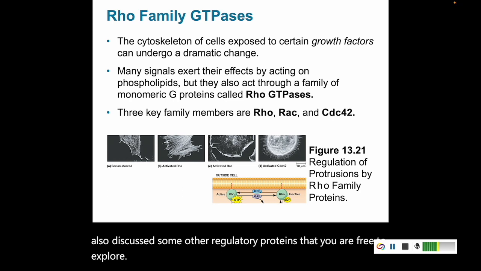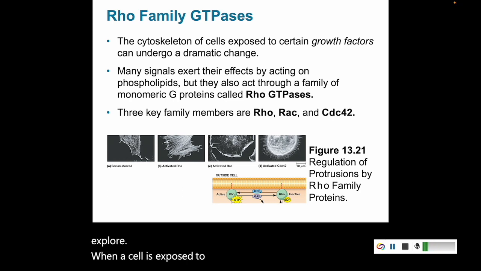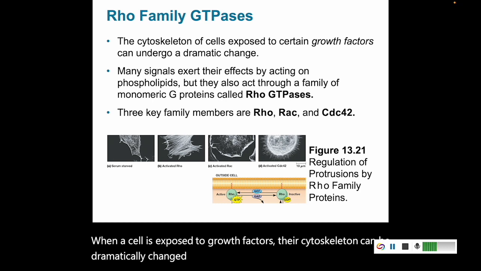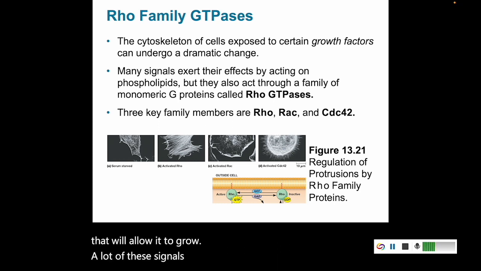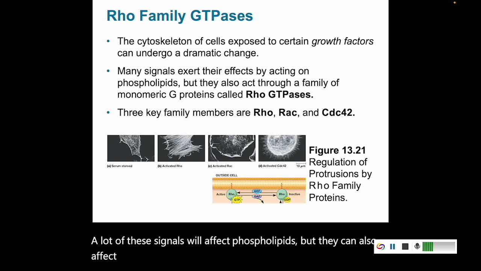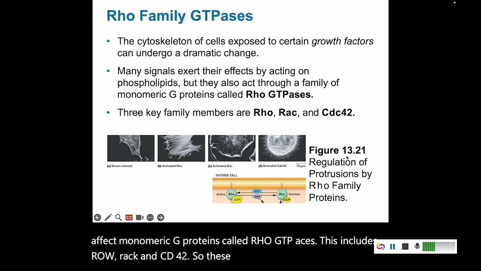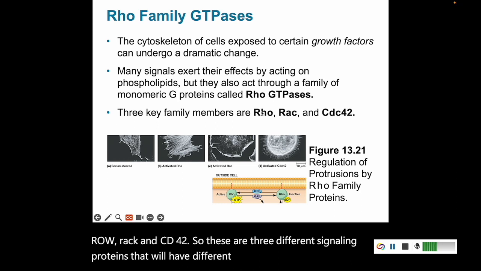When a cell is exposed to growth factors, its cytoskeleton can be dramatically changed as the cell is going through processes that will allow it to grow. A lot of these signals will affect phospholipids, but they can also affect monomeric G proteins called Rho GTPases. This includes Rho, Rac, and Cdc42. So these are 3 different signaling proteins that will have different effects on your cytoskeleton.